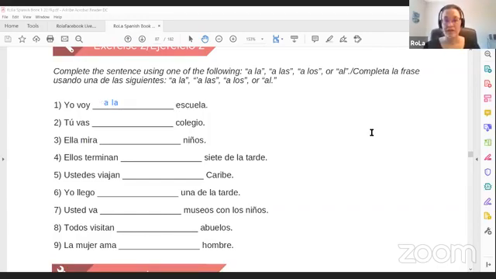Número 2, tú vas, and we have colegio, masculino, singular, a más el, contracción, al. Tú vas al colegio. You go to the high school. Ella mira.